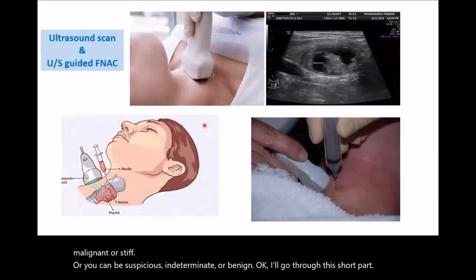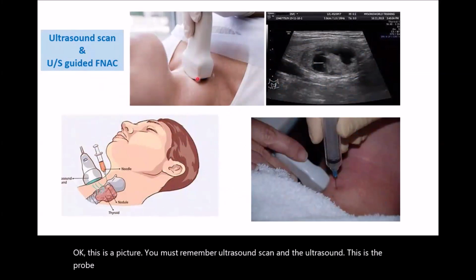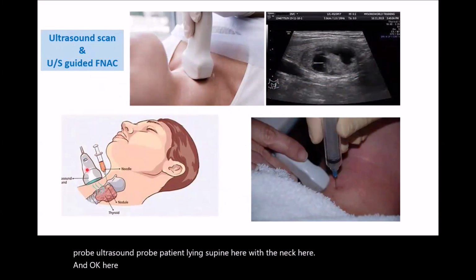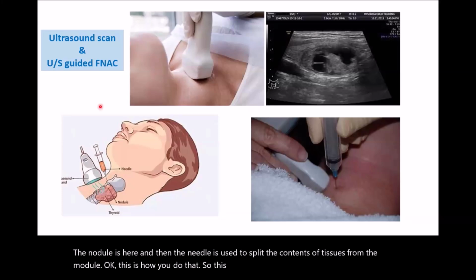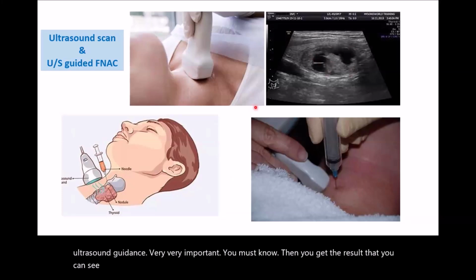This is a picture you must remember. Under ultrasound, this is the ultrasound probe, with the patient lying supine and the neck here. The probe is here, the nodule is here, and then the needle is used to aspirate the contents or tissues from the nodule. This is how you do that: FNAC under ultrasound guidance. Very, very important, you must know. Ultrasound is a very good instrument to localize the lesion so you can accurately get your tissues.